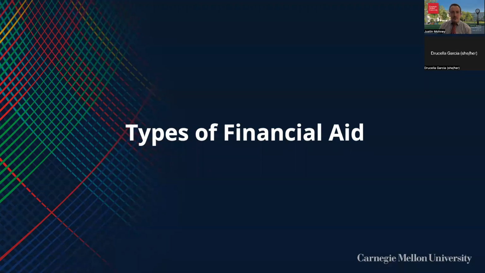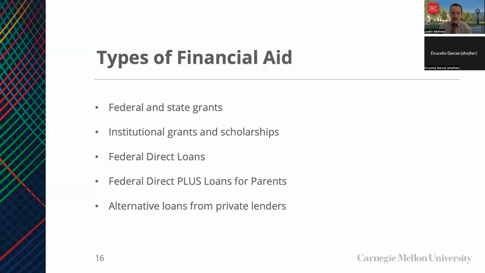As I mentioned, there are a variety of different components that can make up a financial aid offer, and I want to spend a couple of minutes talking a little bit about those components. Types of financial aid will include federal or state grant programs. Examples of which I shared earlier are the Pell Grant at the federal level or the PHEAA grant at the state level here in Pennsylvania. It may also include institutional grants or scholarships.